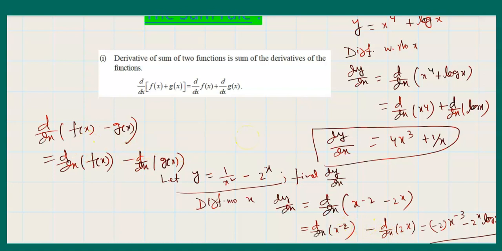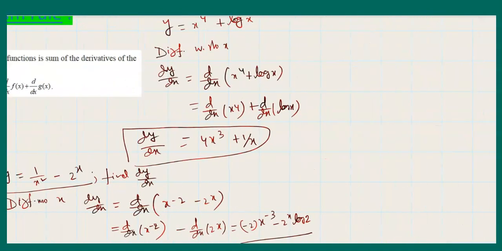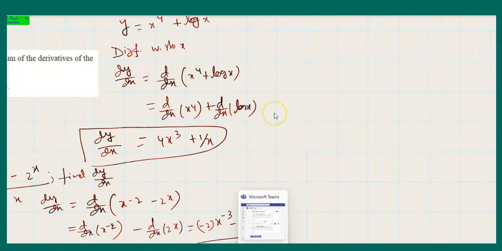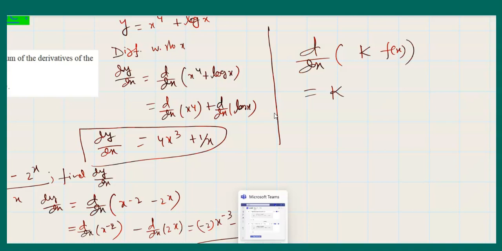Now we can state this sum rule in another form also. Suppose there is d/dx of a constant k into f(x), then k you will take outside, it will be k times d/dx of f(x). Okay, so let us take one example based on it. Suppose y equal to 7x cube is given. How to find dy by dx?